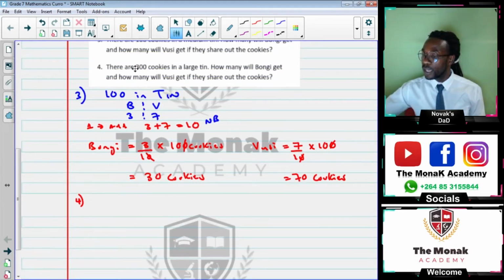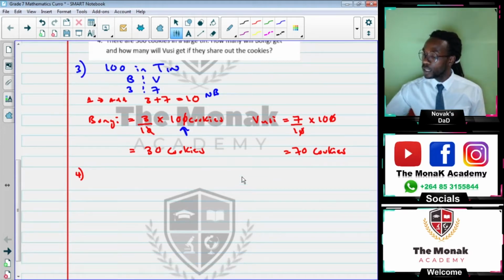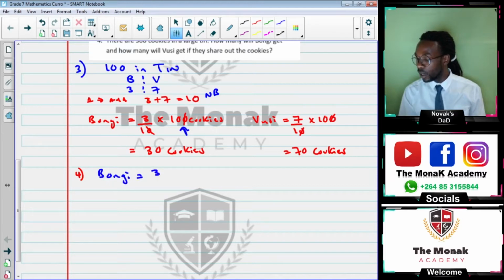Now number 4 says there are 300 cakes in a large tin. How many will Bongi get and how many will Vusi get if they share out the cookies? So we do exactly the same thing, only that the number here, instead of 100, is now 300. So you can start over, or you can make it a shortcut. But let's just do the correct way. So Bongi will still get 3 out of 10, but now from 300.